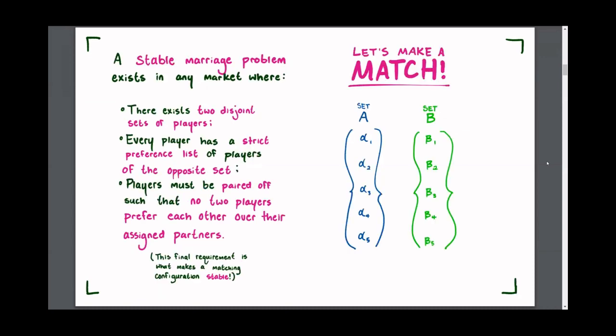So the stable marriage problem exists in any market where there are two sets of players where there's no overlap between the sets, and everyone has a preference list of players in the other set. Ultimately, the goal is to pair them off such that no two players will prefer each other over their assigned partners. And that is what makes a configuration stable. So there's no case where once the pairing is done, you could go to someone else and they're like, hey, I hate my partner. Do you want to be partners with me instead? There's no shifting around like that.